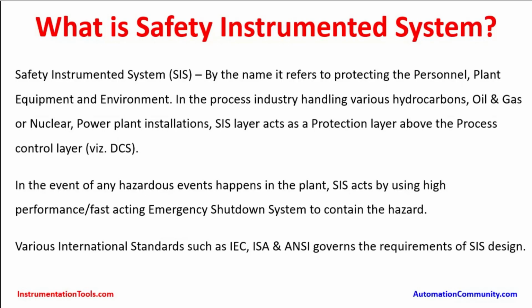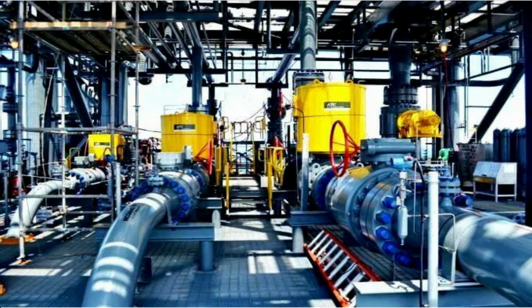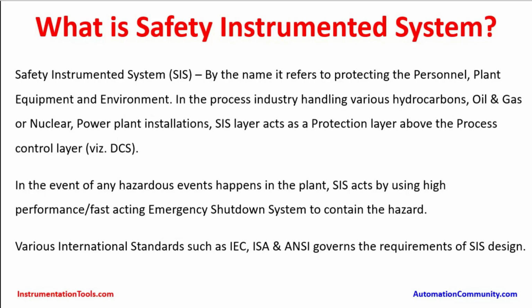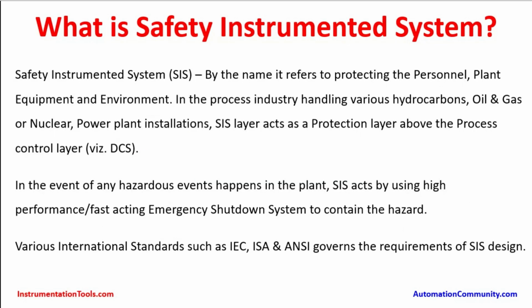In normal plant operation, the control layer controls the plant, making changes to the various parameters in the process. The safety instrumented system layer is a protection layer sitting just above this layer. In the event of any hazardous event in the plant, the SIS acts using a high performance, fast acting emergency shutdown system to contain the hazard. They are equipped with microprocessors to act quickly and give the command to the valves to close or shut down the system, thereby protecting the equipment and personnel around.